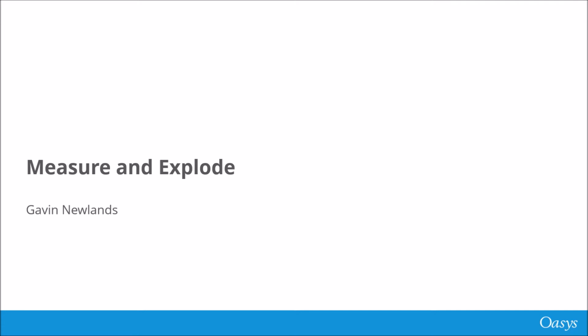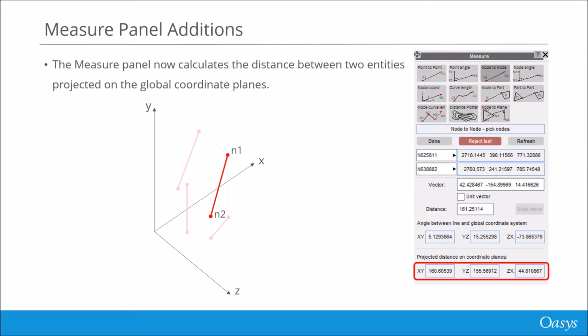Okay, now to talk about measure and the explode tool. So one thing we've added to the measure panel is the projected distance on global coordinate planes. So if, for example, here you're measuring between node 1 and node 2, if we project that vector onto the 3 global coordinate planes, at the bottom of the measure panel, we report the length of that vector projected onto those planes.